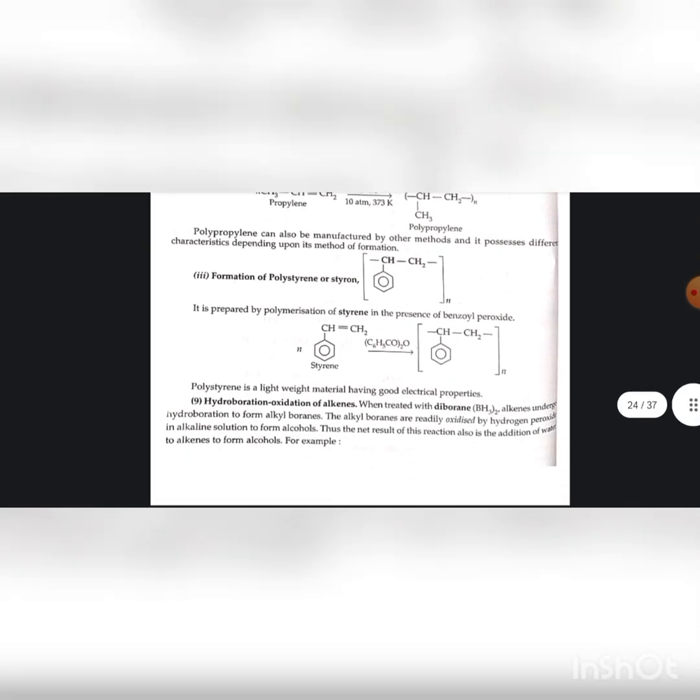High density polythene is also chemically inert but is tougher and harder and has greater tensile strength than low density polythene. Second is formation of polypropylene or polypropene. It is prepared by polymerization of propylene through hexane, which is an inert solvent, containing triethyl aluminum at 373 Kelvin under 10 atmospheric pressure. Polypropylene can also be manufactured by other methods and it possesses different characteristics depending upon its method of formation.